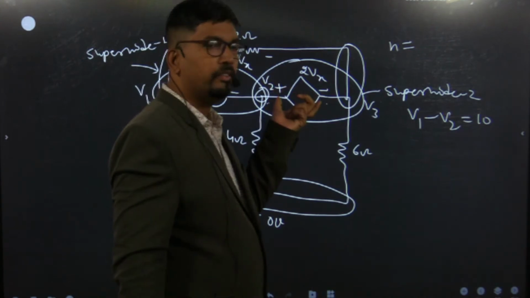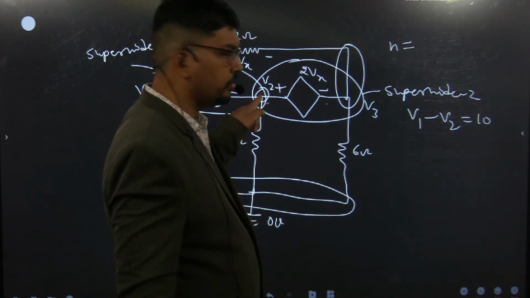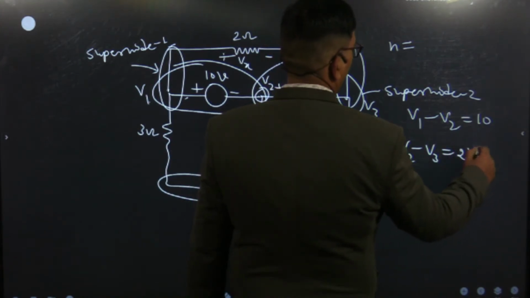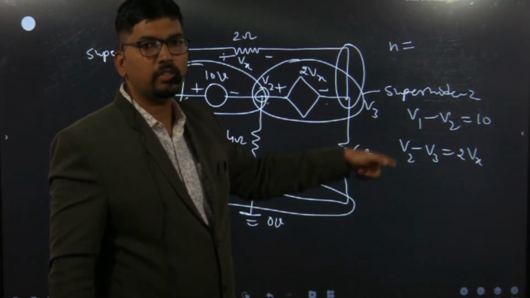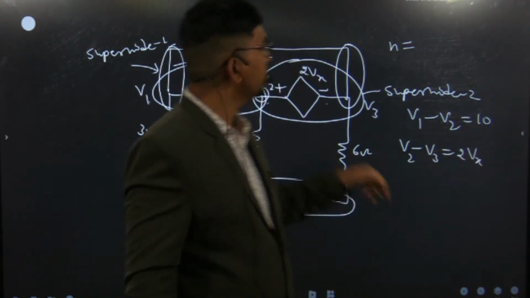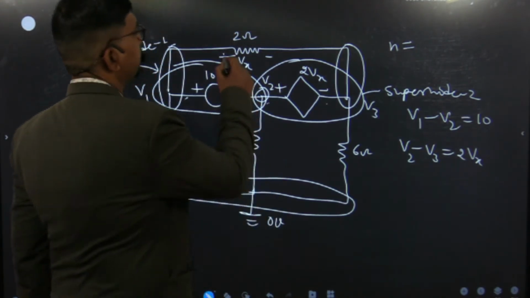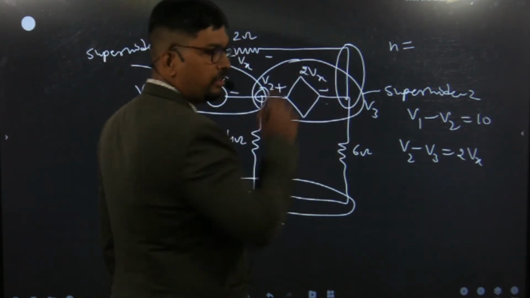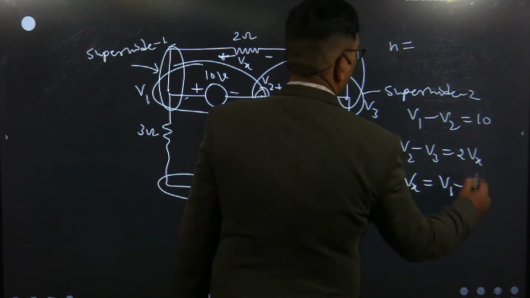Similarly, you have to find the second equation for the super node. The positive terminal of 2Vx is connected to V2, so V2 minus V3 equals 2Vx. This is our second equation. Now after writing these 2 equations for super node 1 and 2, we will find the dependent relation of Vx. Where is Vx? That is the voltage across the 2 ohm. See the polarity of Vx: the plus is connected to V1 and the minus is connected to V3. As per the polarity, Vx will be equal to V1 minus V3.